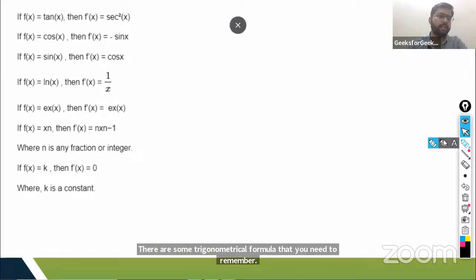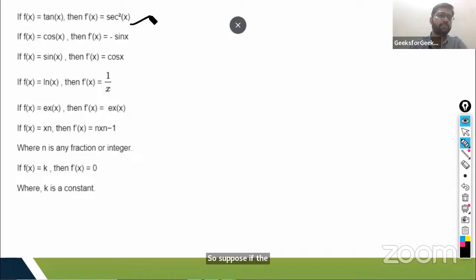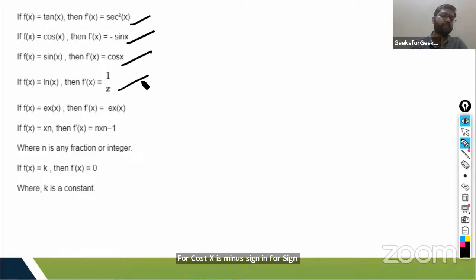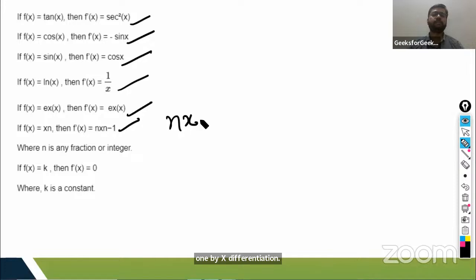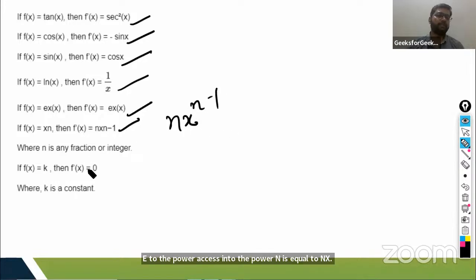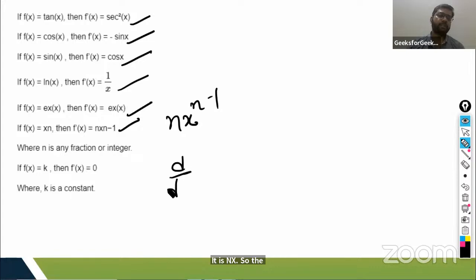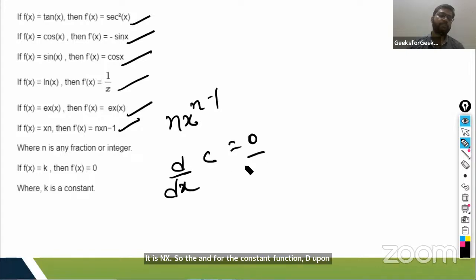Suppose the function is tan x, in that case the differentiation of that is sec square x. For cos x it is minus sin x. For sin x it is cos x. For log x it is 1 by x. For e to the power x it is e to the power x. For x to the power n it is n x to the power n minus 1. And for a constant function, d upon dx of a constant is equal to 0.